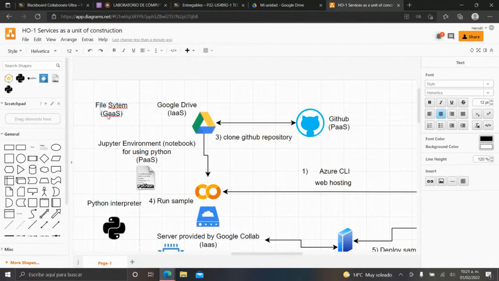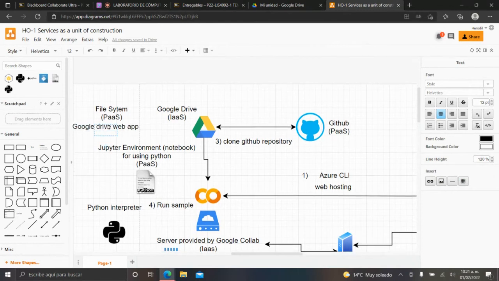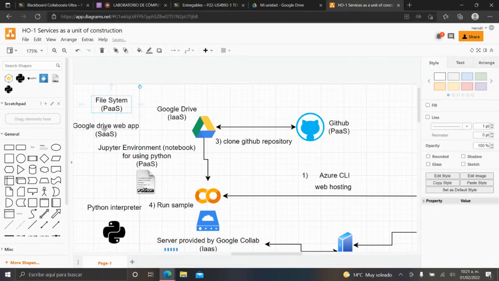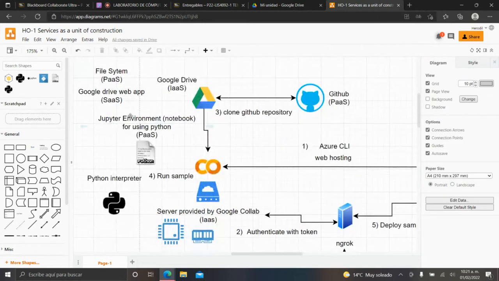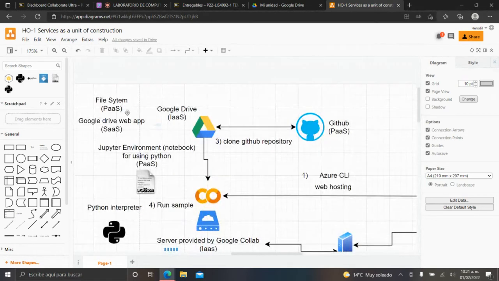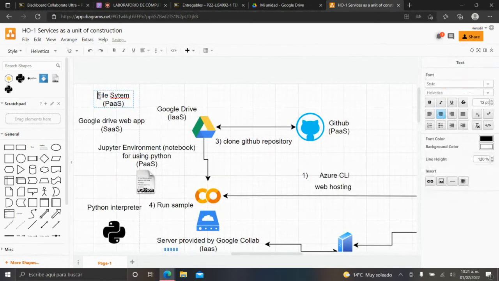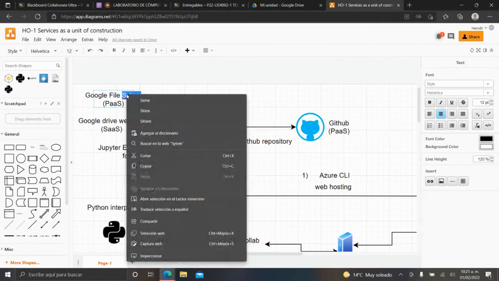Platform as a service, and then the web app, the Google Drive web app, is a software as a service. Okay. Right? You can use the same reasoning. For example, you are OneDrive users, no? So it's more or less the same as Mauricio is showing here.